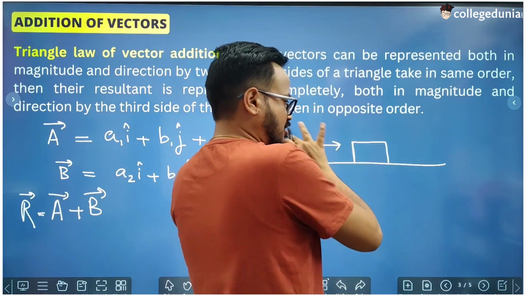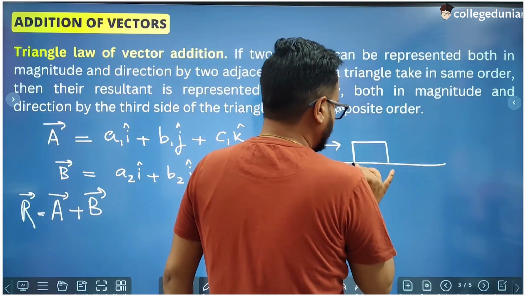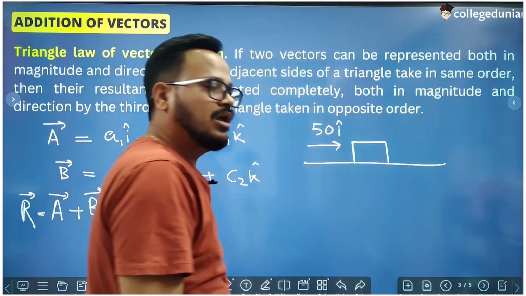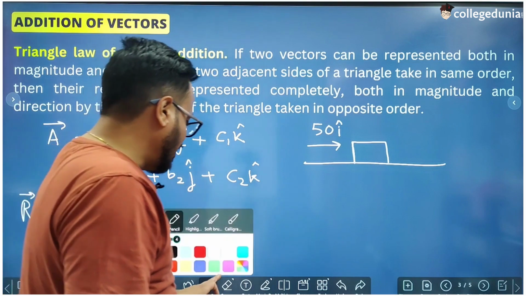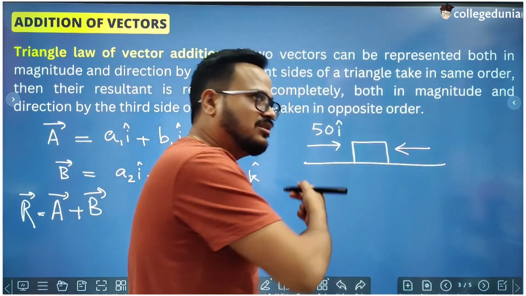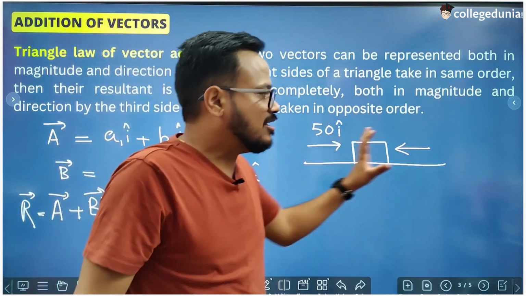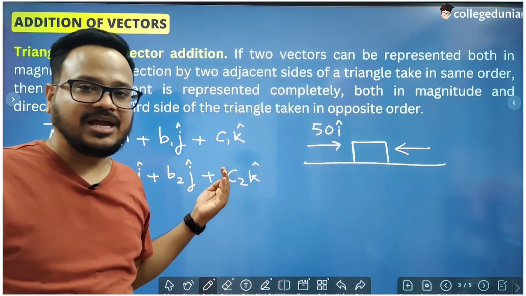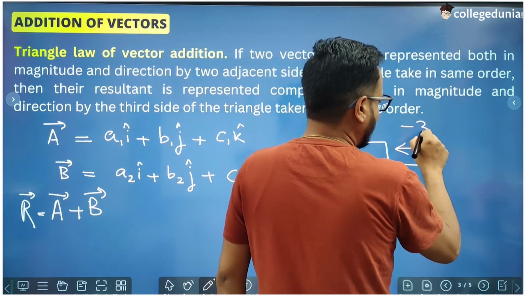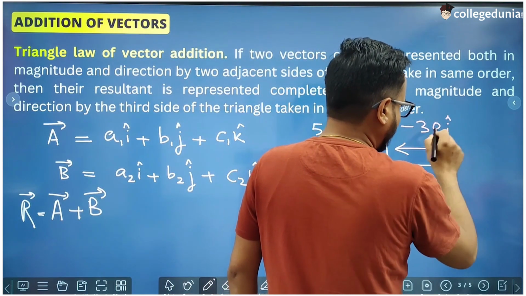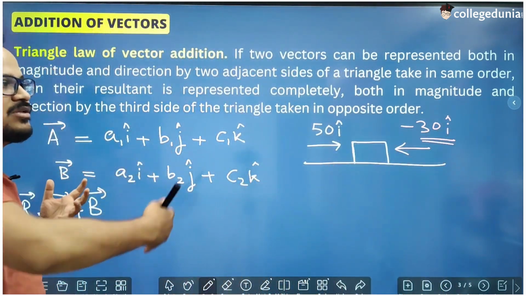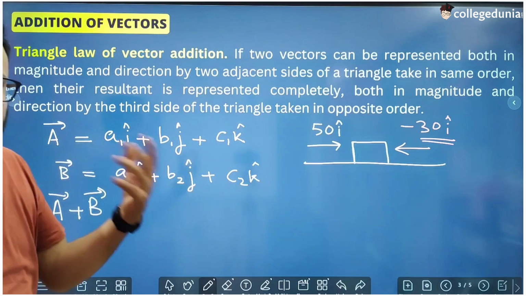Suppose this is the x-axis, right? So if this is the x-axis, then this force of 50 Newton must be written as 50 i cap in vector notation, right? And the other force was 30 Newton, but since it was in this direction, if we are taking this as the x-axis, this must be the negative x-axis. So if this was 30 Newton, we will write minus i cap with it, because if this is the negative x direction, then obviously the unit vector along this direction will be minus i cap.